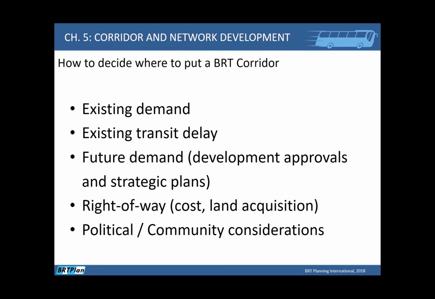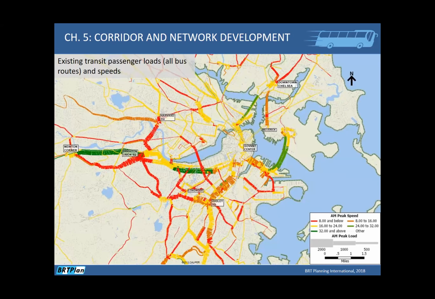Finally, you are going to look at the right-of-way and how easy or expensive it would be to build a BRT. And when you tee up all that information for your political leadership, at the end of the day, they're going to pick a corridor for political reasons, but you hope that it will be a sound technical decision.